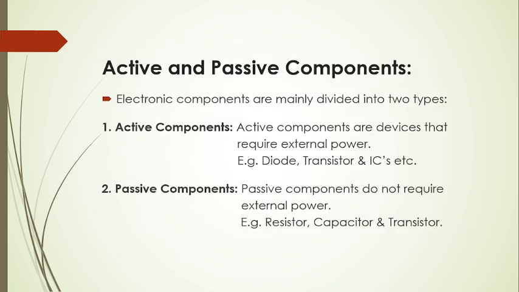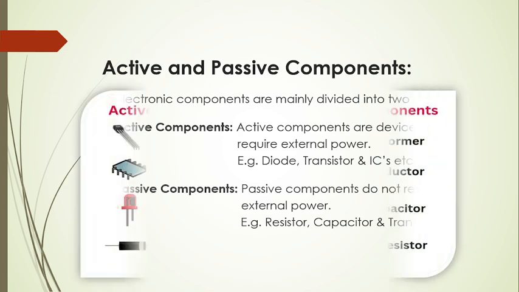So the next is active and passive components. In electronics, components are mainly divided into two types. The very first is the active component and second is the passive component. So what is meant by an active component? An active component always requires external power to start itself. That is called an active component. And the passive components do not require external power to start themselves, that is called a passive component.